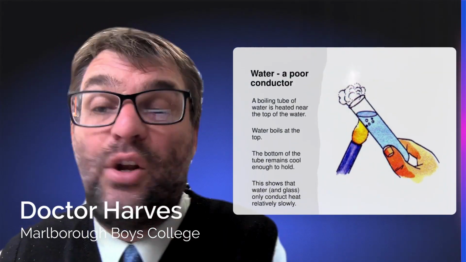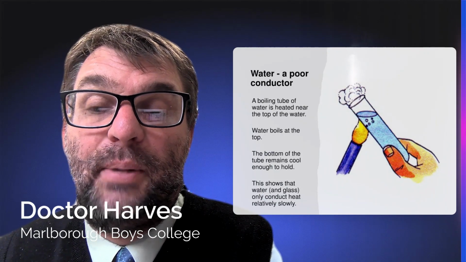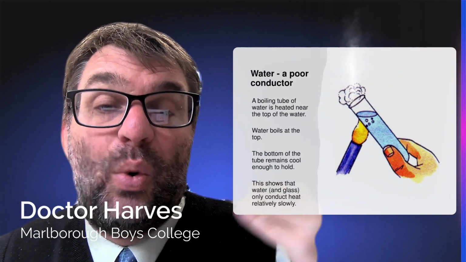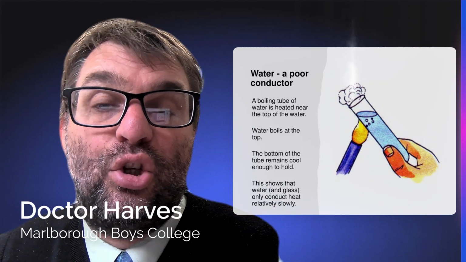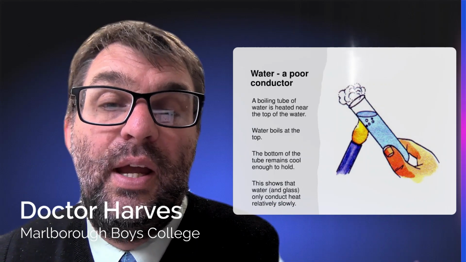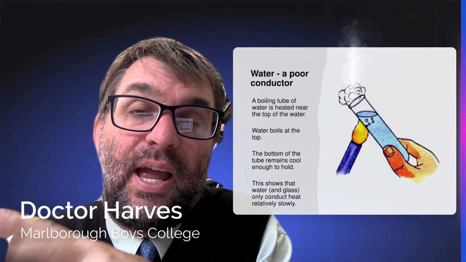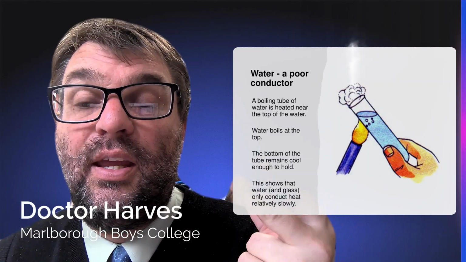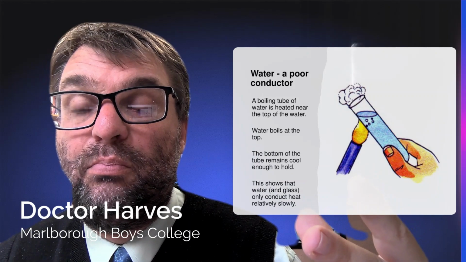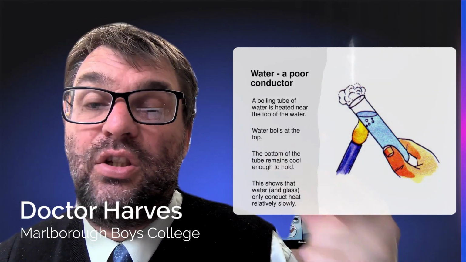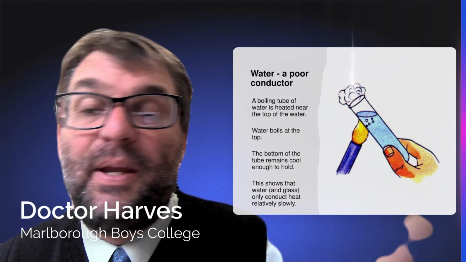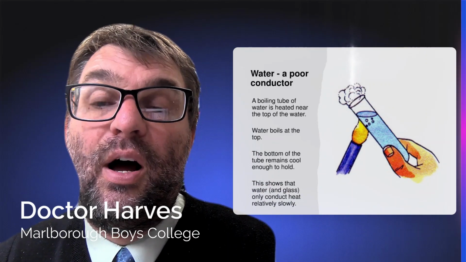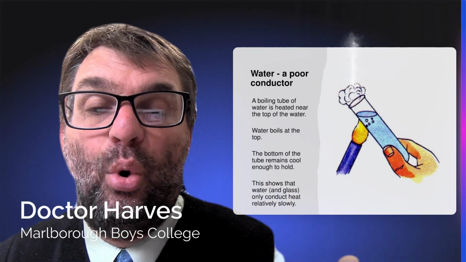Water, however, is not a very good conductor compared to metals. The way you see this is by heating a boiling tube of water near the top of the water. The water is going to boil and vaporize at the top, but you can still touch the bottom of the boiling tube because it's still cool, because the heat is not being transferred very effectively by the water. It's a poor conductor.